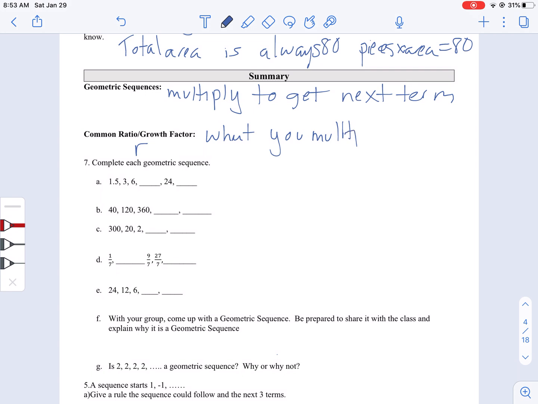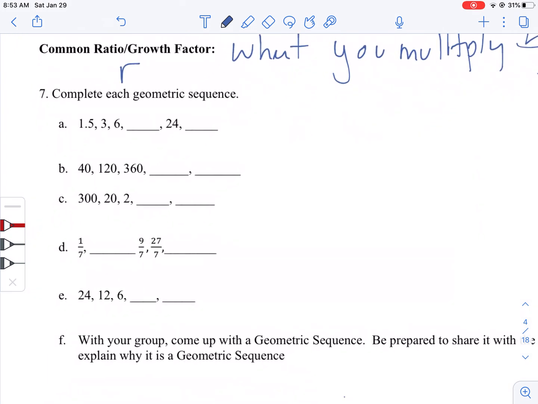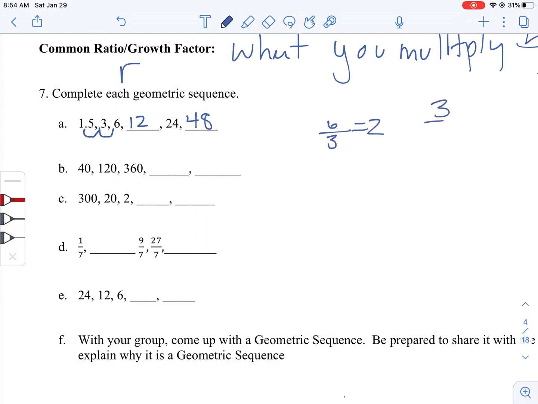So when we're taking a look at this, how do we get from here to here and here to here? Well, I noticed that we're multiplying by 2, so this one would be 12, and this one would be 48. And if I was ever unsure, how would you figure it out? Well, 6 divided by 3 is 2. 3 divided by 1.5 is 2. So we could always take a term and divide by the term before.